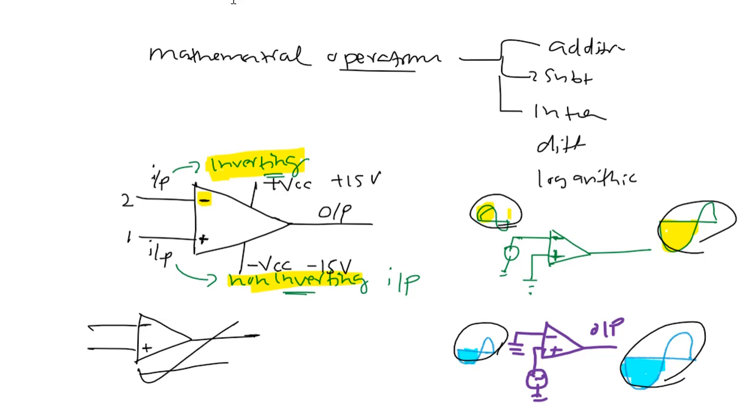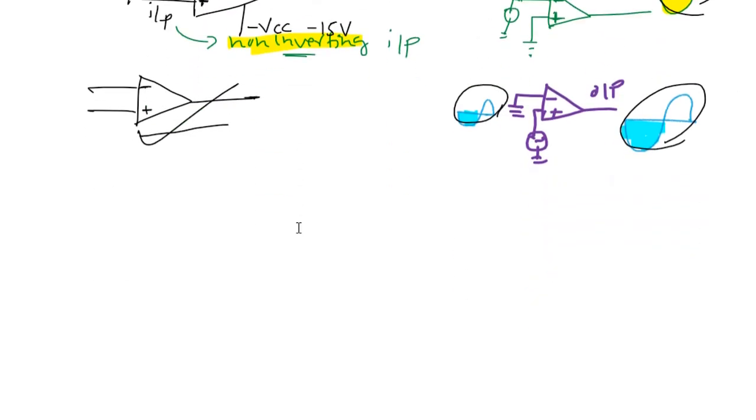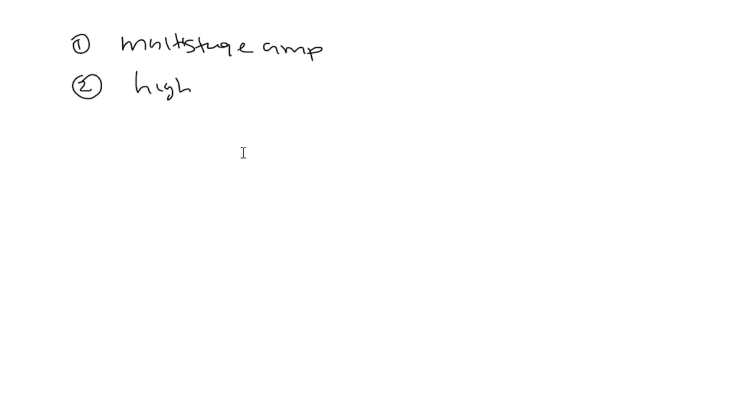Okay, now let us discuss the important properties of an operational amplifier, or the characteristics of an operational amplifier. The first point to note is that an operational amplifier is a multi-stage amplifier. Then next, an operational amplifier has high input impedance.